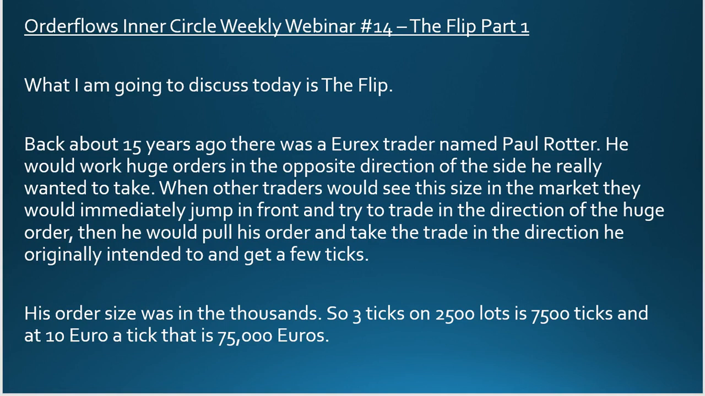I don't know how long most of you have been involved in the markets, but if you go back 15 years, what year are we? 2016, about 15 years, maybe about 18 years, there was a Eurex trader named Paul Rotter, and his nickname was the Flipper. Basically, what he would do is work huge orders in the opposite direction of the side that he really wanted to take.